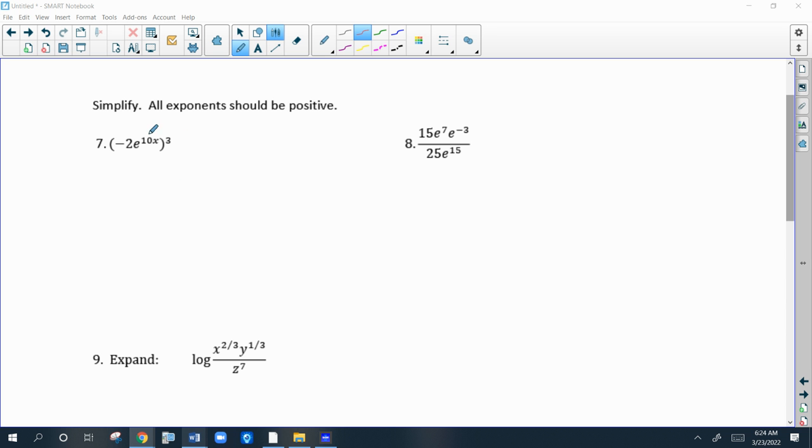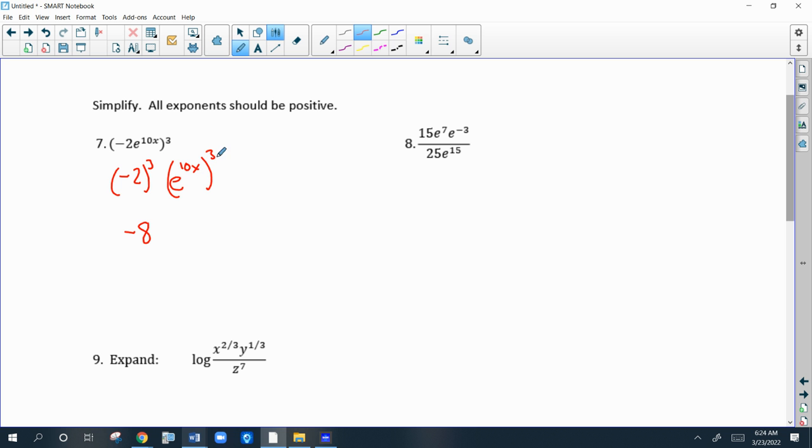So, here we have this negative 2 e to the 10x, all to the third. So, it's all multiplication, so we know we have to raise everything in there to the third. So, I'm going to do this separately. I'm going to take that coefficient, negative 2, raise that to the third, and e to the 10x, raise that to the third, because they're done quite differently, because this was an exponential function and this was just a number. So negative 2 to the third is negative 2 times negative 2 times negative 2, which is negative 8.